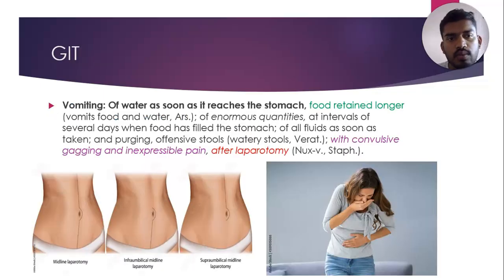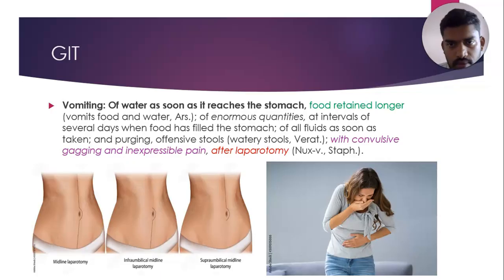In the GIT, you have vomiting of water as soon as it reaches the stomach. Now, cross comparison is with Arsenic, which has problems with food as well as water. Bismuth has a problem more with water. The food is retained longer, but water is thrown out. Vomiting of enormous quantities at intervals of several days when food has filled the stomach, of all fluids as soon as taken, and purging, offensive stools.